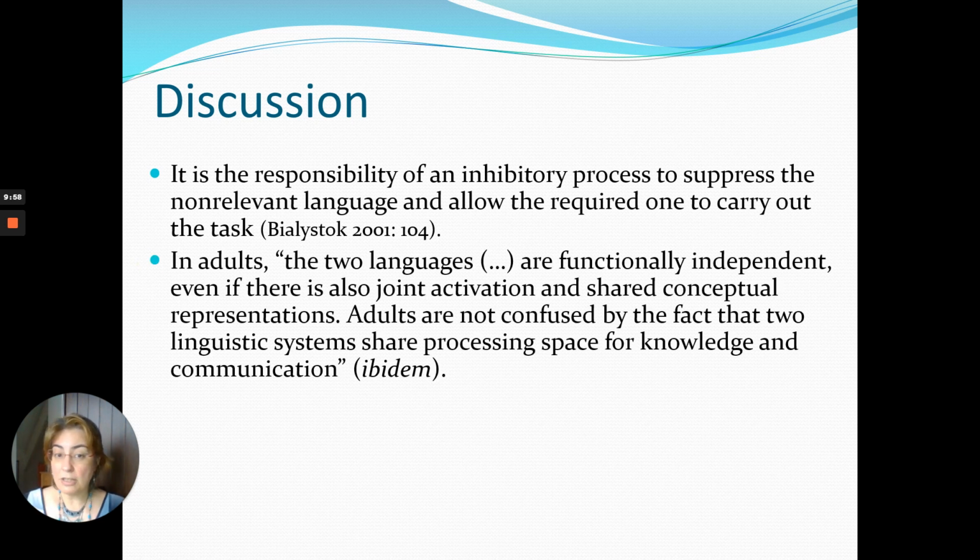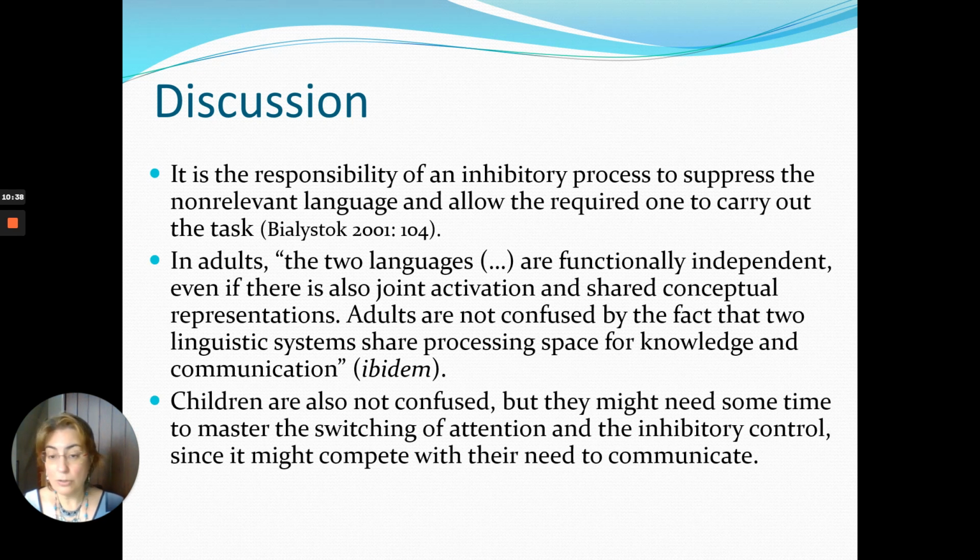Now, in adults, the two languages are functionally independent in all situations, because adults can just decide to speak only one language, even though there's also joint activation and shared conceptual representations. So both are activated at the same time, but adults are not confused by the fact that two linguistic systems share processing space for knowledge and communication. Multilingual adults, bilingual adults, Dutch-English adults, don't get confused because both languages are activated at the same time in their minds, right?